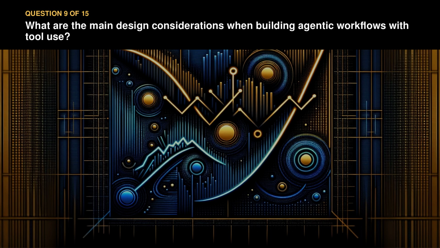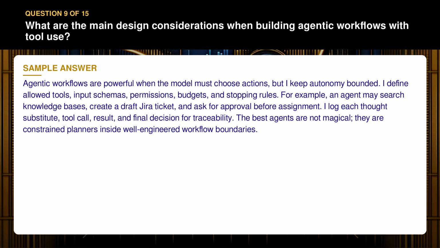Question 9. What are the main design considerations when building agentic workflows with tool use? Agentic workflows are powerful when the model must choose actions, but I keep autonomy bounded. I define allowed tools, input schemas, permissions, budgets, and stopping rules. For example, an agent may search knowledge bases, create a draft Jira ticket, and ask for approval before assignment. I log each thought substitute, tool call, result, and final decision for traceability.